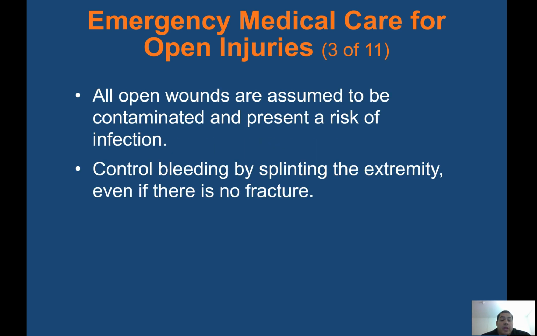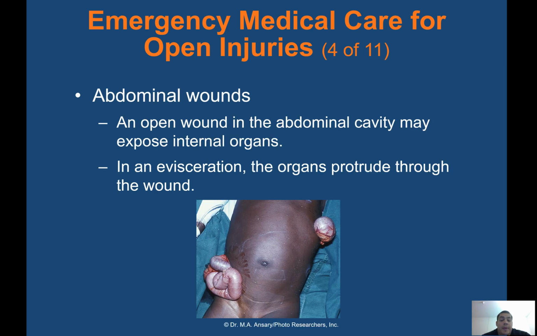All open wounds are assumed to be contaminated and present a risk of infection. This is why we use PPE on every single call. Control bleeding by splinting the extremity, even if there is no fracture. So abdominal wounds. An open wound in the abdominal cavity may expose internal organs. And in evisceration, organs protrude through the wound.